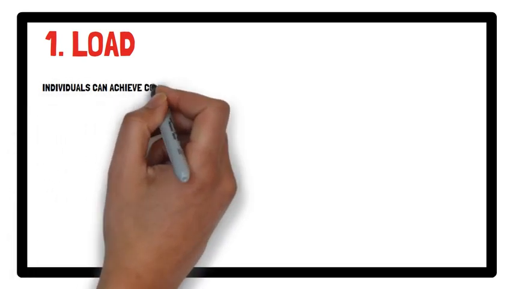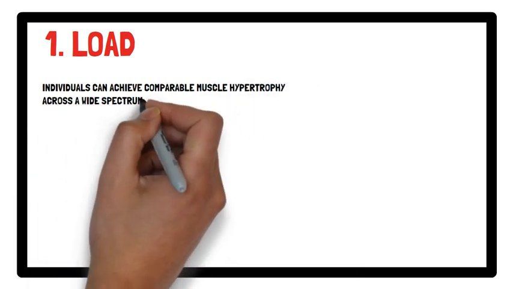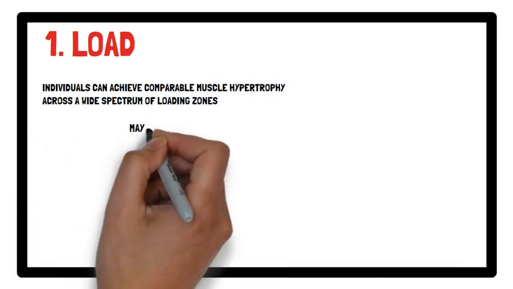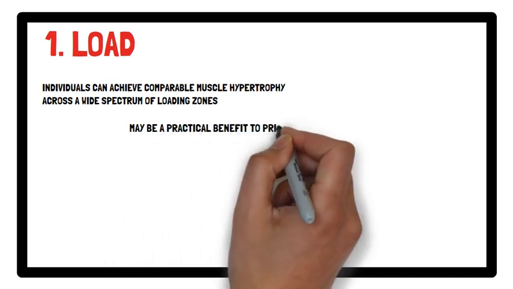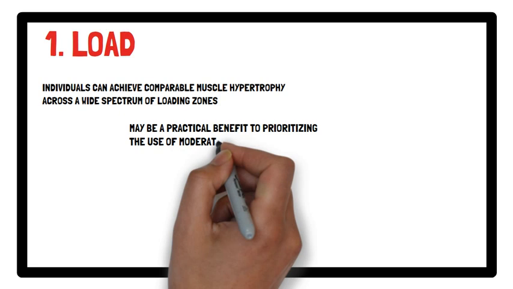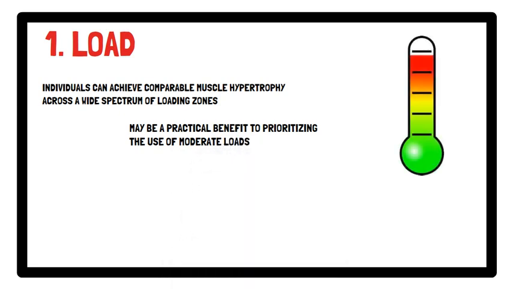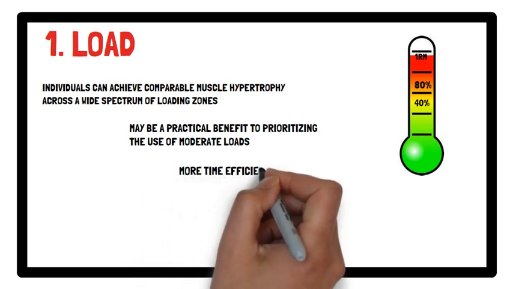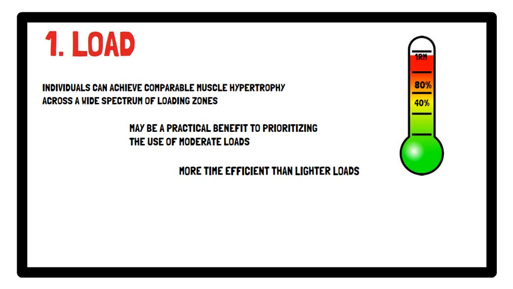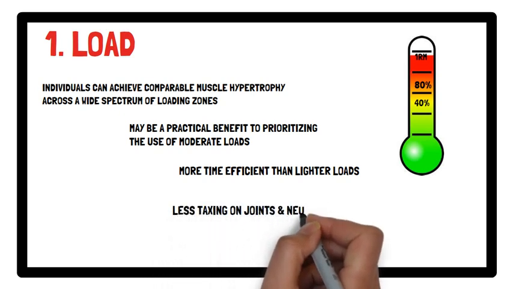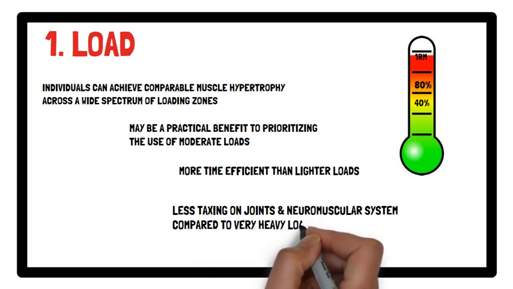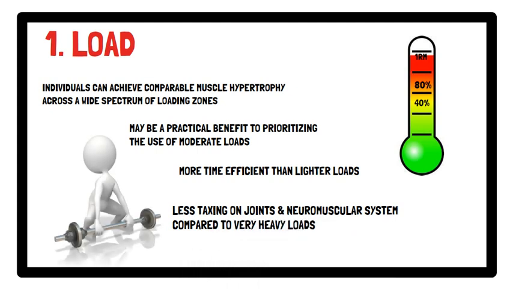Recommendation 1 is the load. Load refers to the magnitude of resistance employed during training. Individuals can achieve muscle hypertrophy using a wide spectrum of loading. However, there may be a practical benefit to prioritising the use of moderate loads, for example between 40 and 80% of your 1 repetition maximum, as this would be more time efficient than lighter loads, for example less than 40% of your 1 RM. And less taxing on joints and the neuromuscular system compared to very heavy loads, say above 80% of your 1 RM.